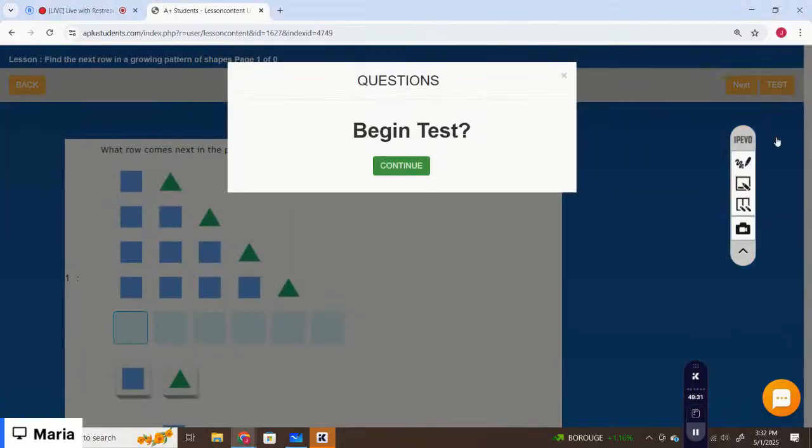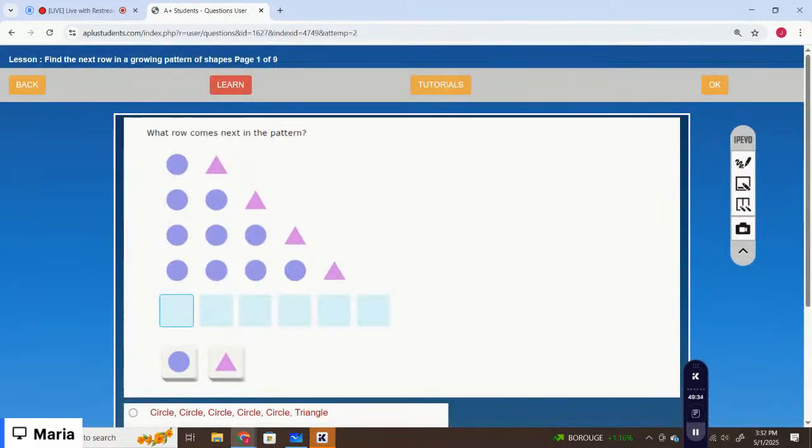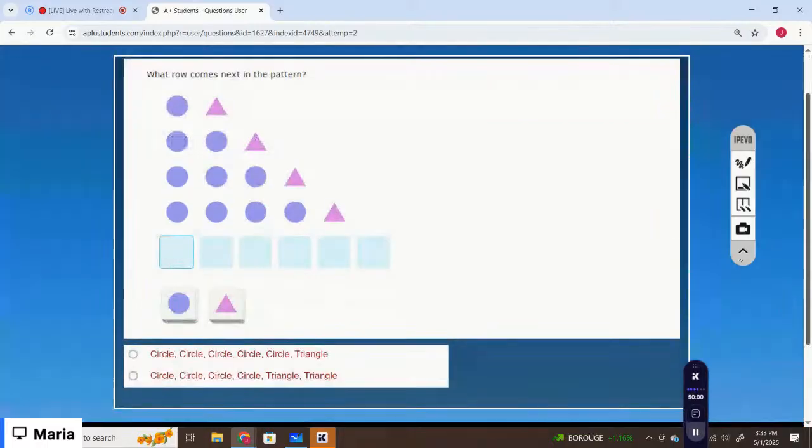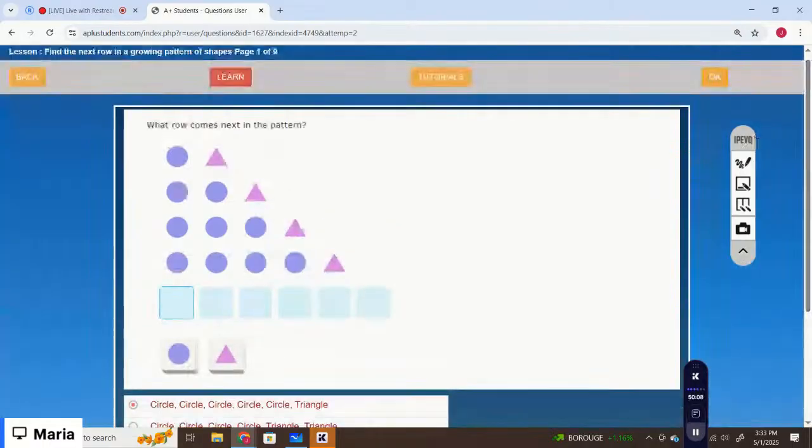Let's just start with the test questions. What row comes next in the pattern? Let's see how the pattern is growing and what shapes are in the next slide. Circle, triangle. Then we have two circles. That means in every next line, circles are increasing, but the triangle is only one. So here you have one, two, three, four circles. So in the next line, we have five circles and one triangle. Option number one is the correct option. There are five circles and one triangle in the next row.